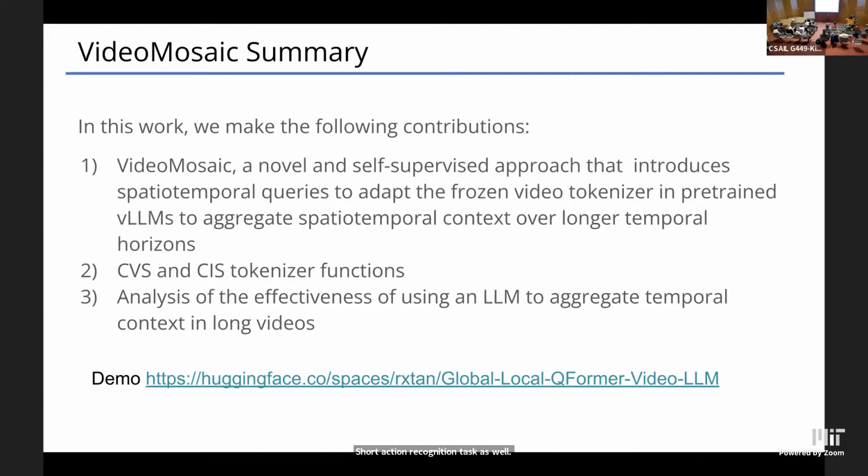So yeah, that's basically all I wanted to talk about today. We have a demo, by the way, that Ruben set up. So if you're interested, you can check it out.